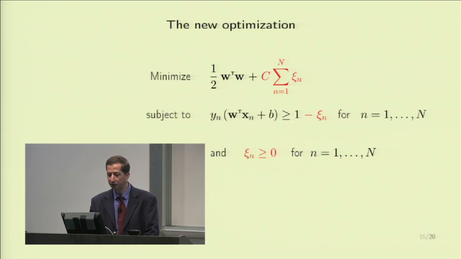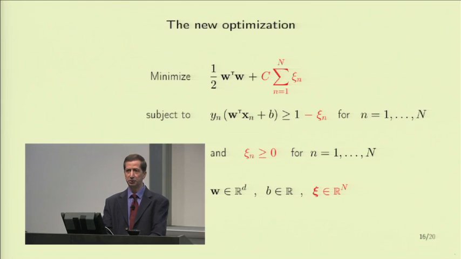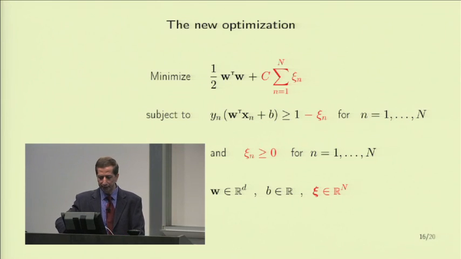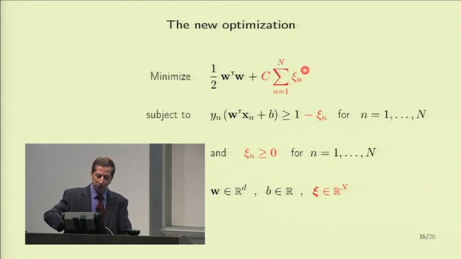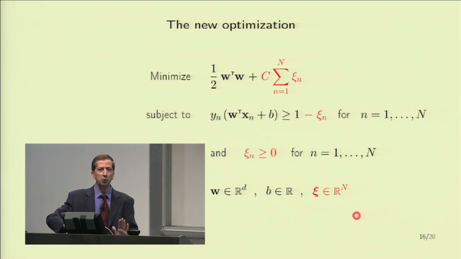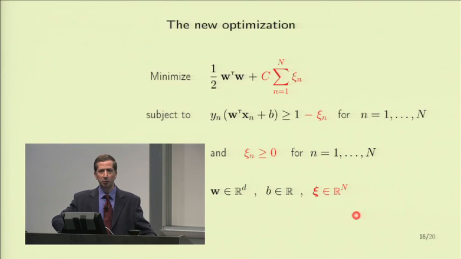And finally, I have the range in which I'm optimizing, which used to be this, and now I have the xi's being in R to the N, I guess the positive, but that is captured by the constraint. If you look at this slide, okay, take out the red, and you have the problem you already solved. The hard margin SVM in the linearly separable case. So this is the added guy.